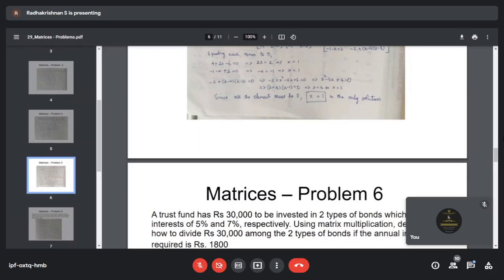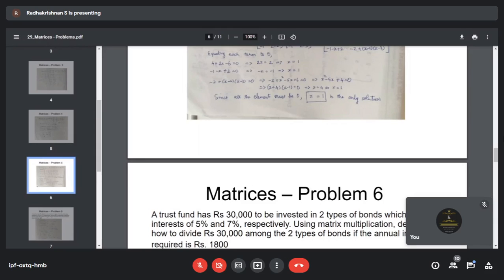We invest in two funds, right? So in the first fund we will keep it as x, then in the second fund it will be 30,000 minus x. That is your first matrix. There are two values: in one we invest x amount, in the other we invest 30,000 minus x amount. So that will be the first matrix, which will be a row matrix.